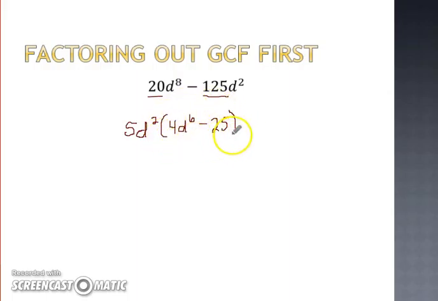Now I can factor this using difference of squares, because this first term is now a perfect square. 4 is a perfect square, 2 times 2 to get 4. D to the 6th is a perfect square, because it's an even exponent, I can multiply d cubed times d cubed. And then minus 25, 25 is a perfect square. So yes, this would be a perfect square binomial because they're subtracting two perfect squares.